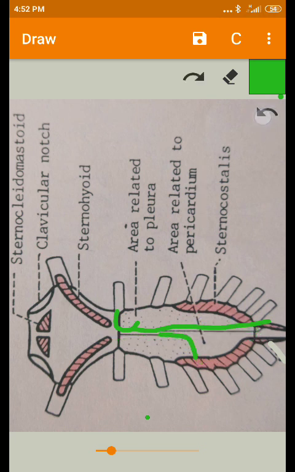On the posterior aspect of the body of the sternum, in the lower part, it gives attachment to the transverse thoracic muscle, also called sternocostalis. On the right side, up to the median plane, the whole length is related with the right lung parietal pleura. On the left side, up to the fourth costal cartilage, it is related to the left parietal pleura, and below this area on the left side, it is related with the pericardium. These are the relations on the posterior aspect of the body of the sternum.